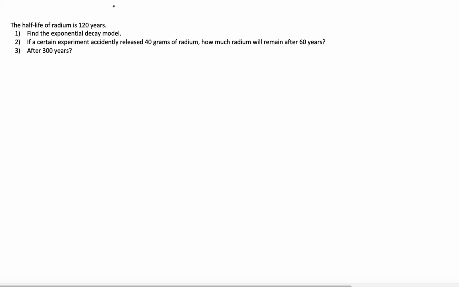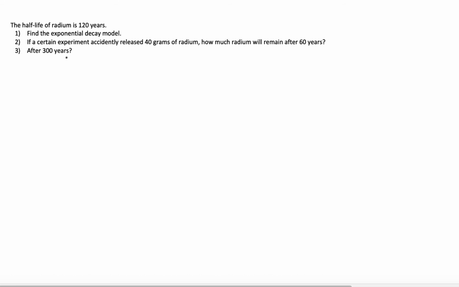So here we're given that the half-life of radium is 120 years. We want to find a couple things. We want to find the exponential decay model. We also want to know, if a certain experiment accidentally released 40 grams of radium, how much will remain after 60 years? And then lastly, following up with the previous question, how much will remain after 300 years?